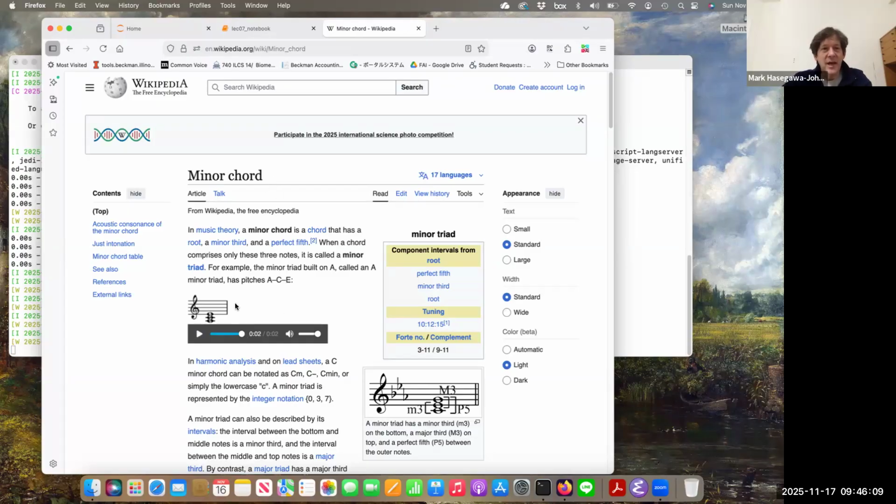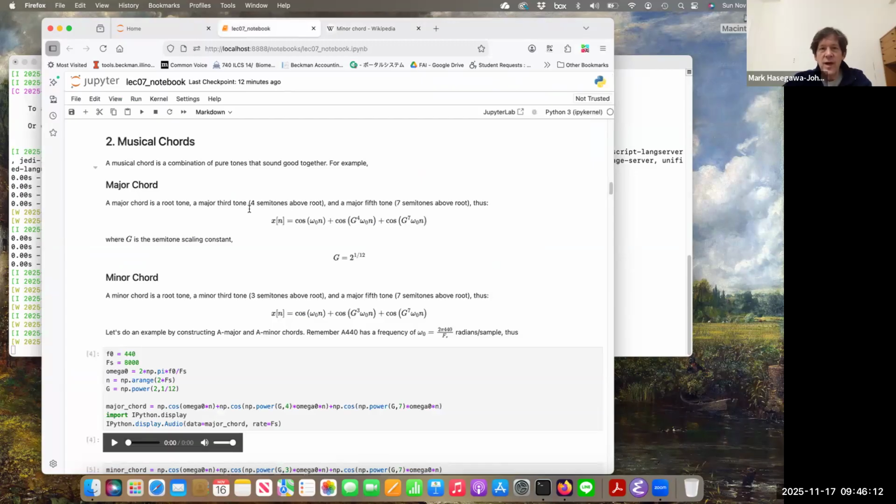All right, let's talk about that. A major chord is a chord where you have a major third tone, which is 4 semitones above the root, and a major fifth tone, which is 7 semitones above the root. Just x is the cosine of omega naught times n, plus the cosine of g to the 4th times omega naught n, plus the cosine of g to the 7th times omega naught n, where g is 1 semitone, 2 to the 1/12. So cosine omega naught n is the root tone. Cosine of g to the 4th omega naught n is the major third. And cosine of g to the 7th omega naught n is the major fifth.